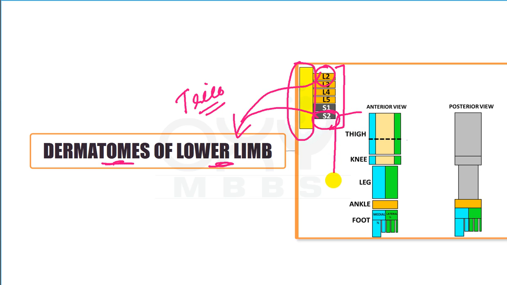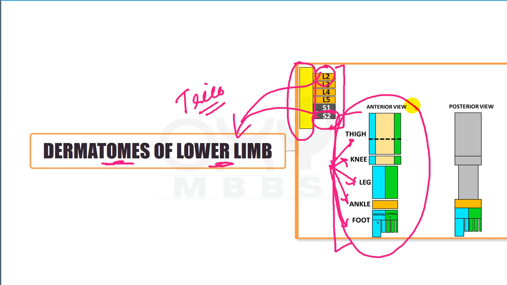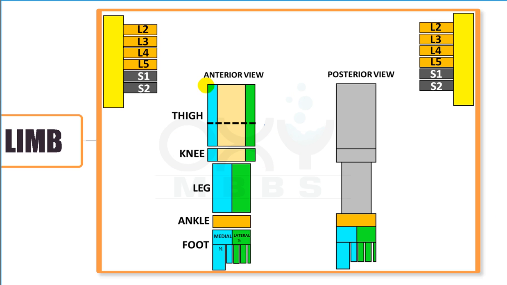And these are the parts of the lower limb, and it includes the thigh, the knee, the leg, the ankle and the foot. This one is the anterior side of the lower limb and this one is the posterior side of the lower limb. And this one is the medial side of the thigh and knee. This one is the lateral side of the thigh and knee. This one is the anterior side of the thigh and knee. This one is the posterior side of the thigh and knee.